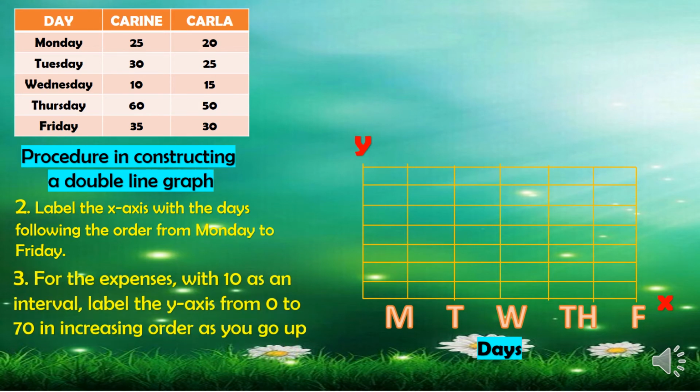Then for number 3, for the expenses with 10 as an interval, label the y-axis from 0 to 70 in increasing order as you go up. So we have 0, 10, 20, 30, 40, 50, 60, and then 70. So we label them as the amount in pesos.